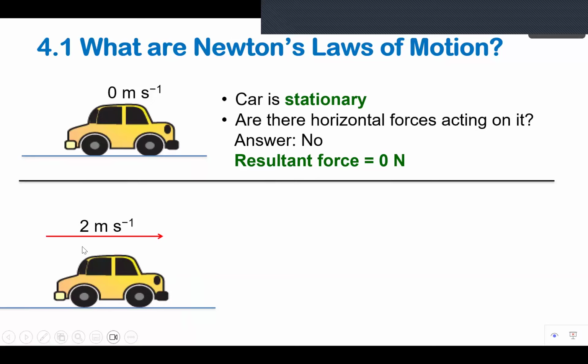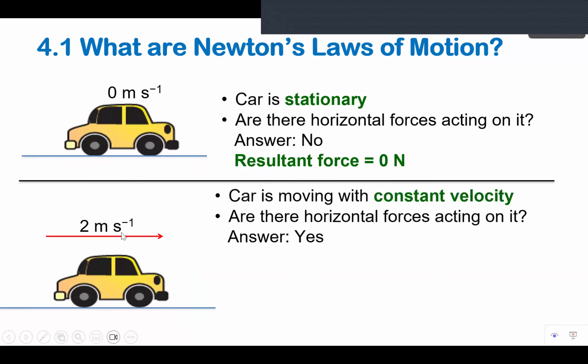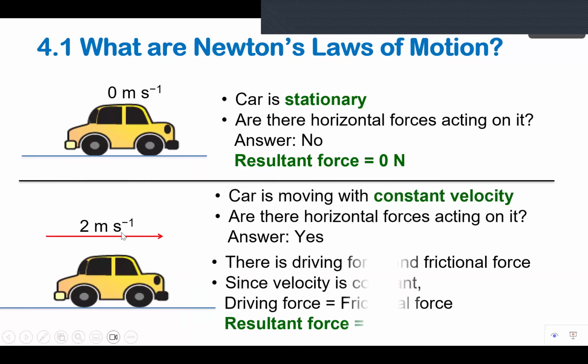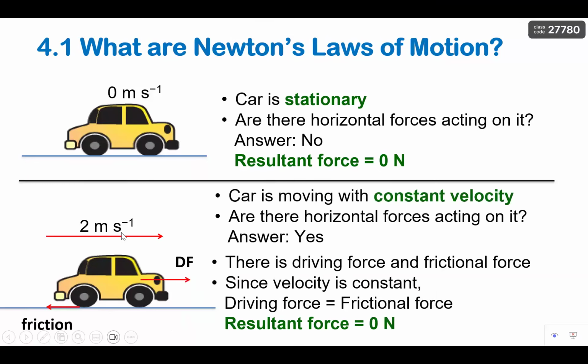And then I have another car over here moving with a constant velocity, 2 meters per second. If it's moving with a constant velocity, are there any horizontal forces acting on it? Yes, there is horizontal force. There must be a driving force forward to move the car forward.